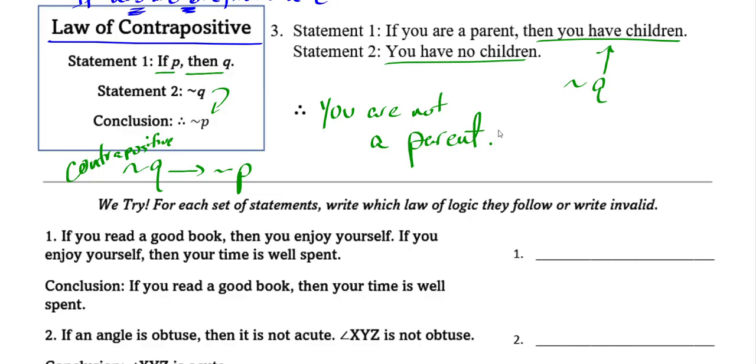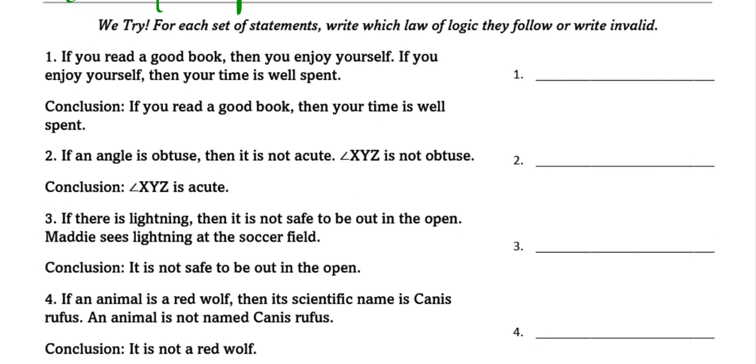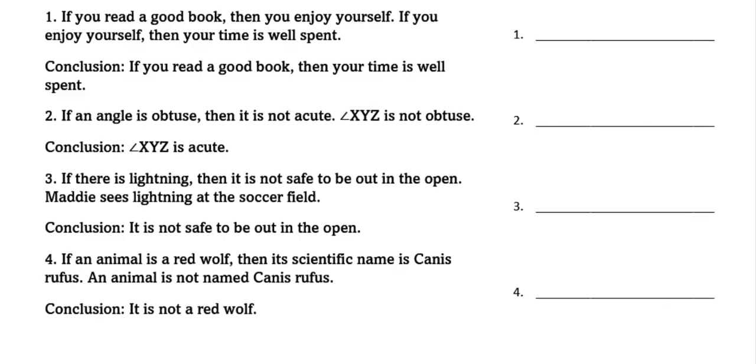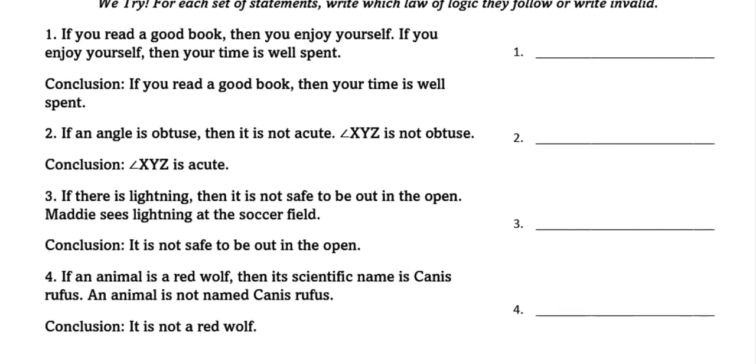You have no children, so you're not a parent. That's the conclusion. All right, let's do a couple examples where we're just trying to identify which law of logic we're following or decide if it's invalid.